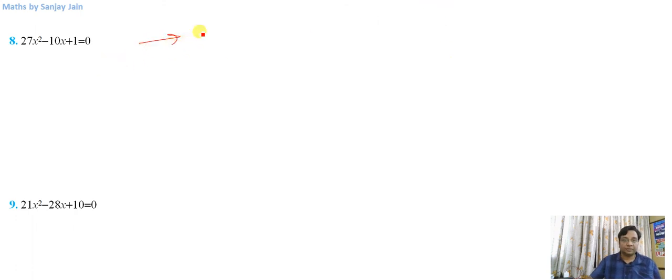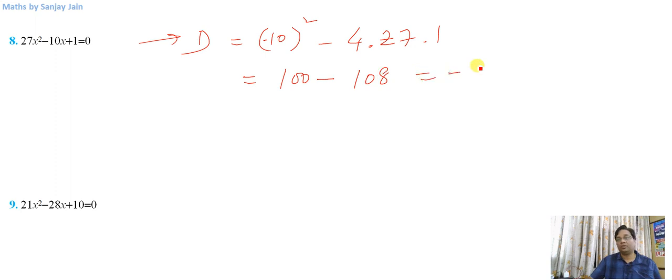What is the discriminant? It is minus 10 squared minus 4 into 27 into 1. So it will be equal to 100 minus 108. So minus 8, right?